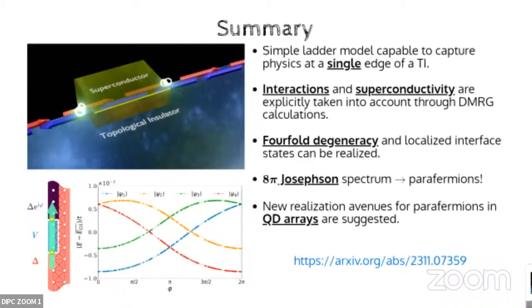You gave us this checklist about parafermions, and as I understand, it's actually written here in the summary. So is this a strict implication? Whenever you have this 8 pi Josephson effect, you have parafermions. Does this imply that the operators satisfy these commutation relations?